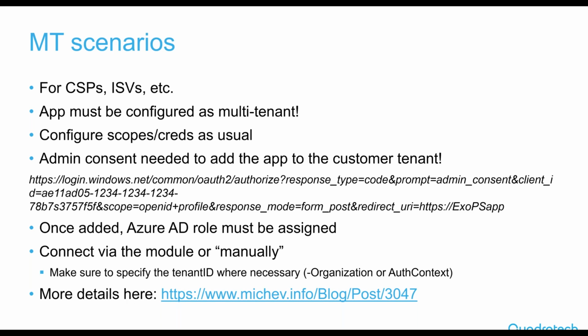Then you have to get the other tenants, the external tenants, to consent to the application, which you can do by providing them with a long URL like this one. And once they have consented to the application and added the necessary permissions in their Azure AD directory, you can do this manual connectivity process in order to get access to their tenant and the set of cmdlets that they have granted for this application in their tenant.